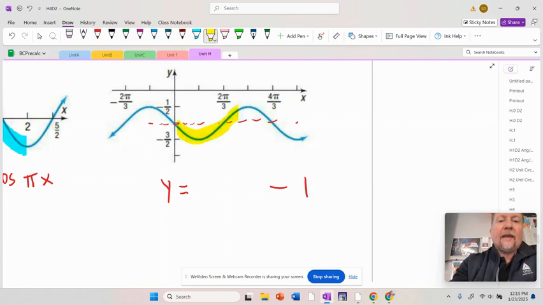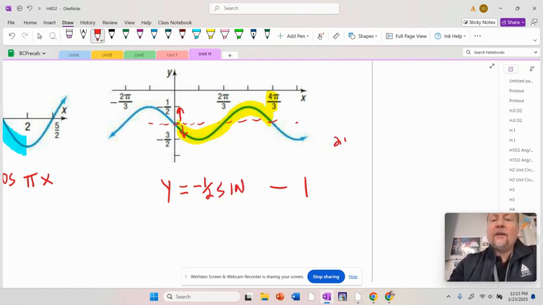What kind of graph do you have? And yet again, we're obsessed with what kind of sign? Negative. What's A? How far do I go up and how far do I go down from the midline? 1/2. So it's -1/2 sine.